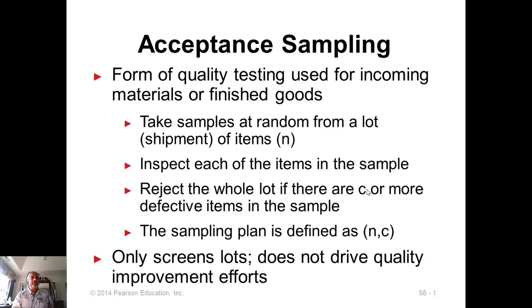So how big a threshold value do you want to set for C? Okay, if you want to be very strict, you can say 0. Even if you find one bad part in the sample, you're going to reject the entire lot. Or you can say, all right, I will allow just one bad part, or 2 or 3. So these are the two numbers that we have to come up with, n and C. How big a sample and how small a threshold should you set beyond which you will reject the entire lot. So that's called the sampling plan, n, C.